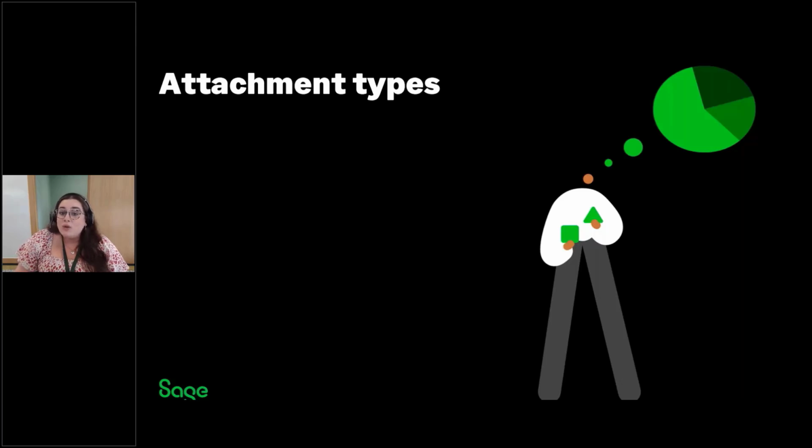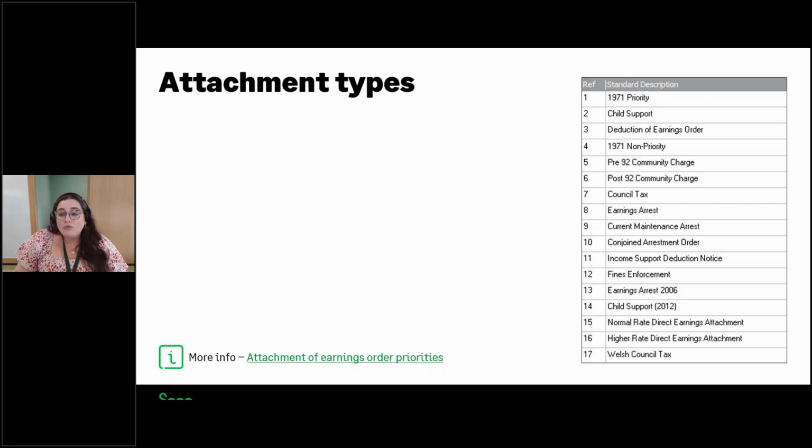In Sage 50 Payroll, there are 17 different attachment types that you can have. They all relate to different debt deduction orders that you might receive from a court. And I just want to go through a little bit about what they are. So I have grouped them together just to show you what they are. They cover 5 broad categories, but you can see the list of 17 on the right-hand side there. So let's take a look at those categories that I've put them into.